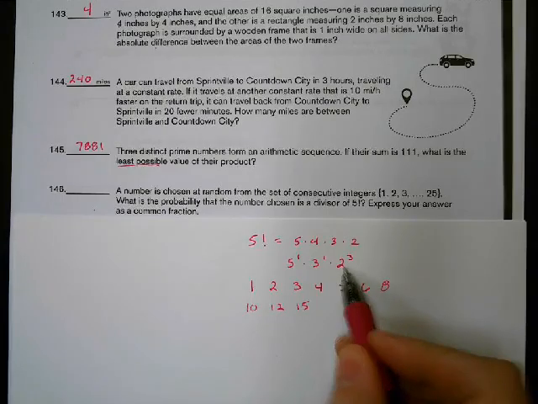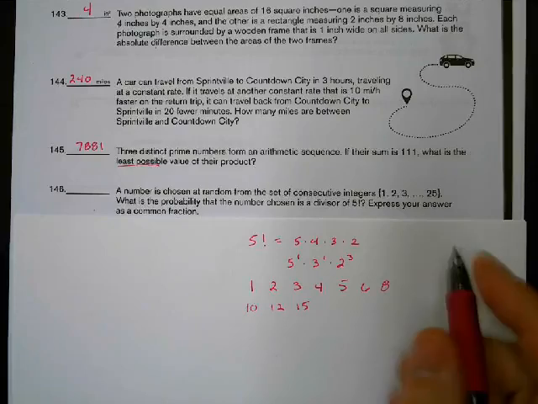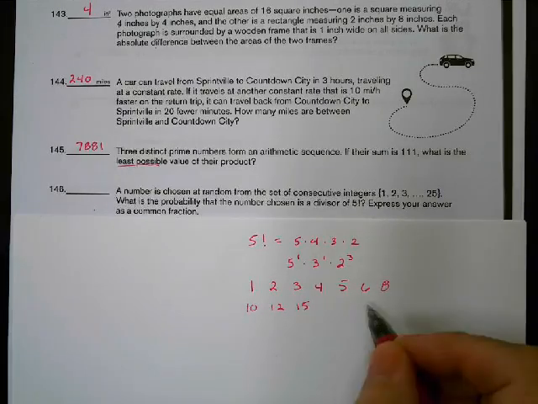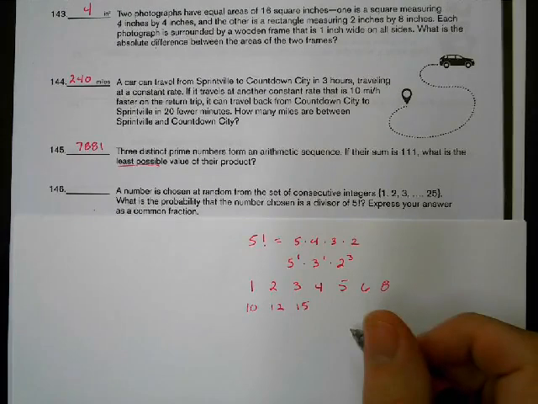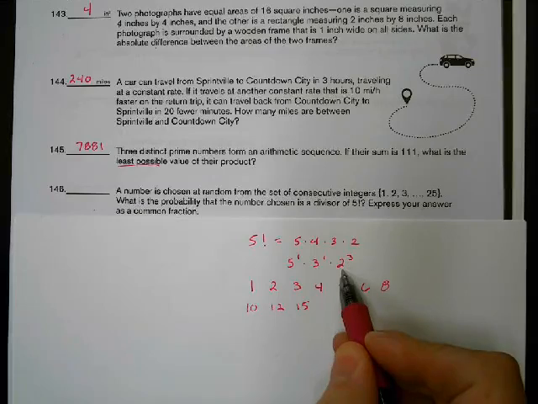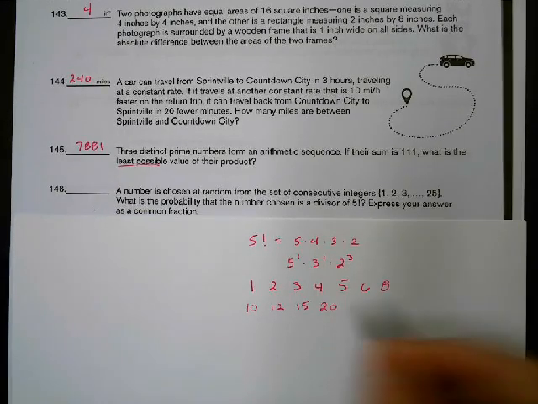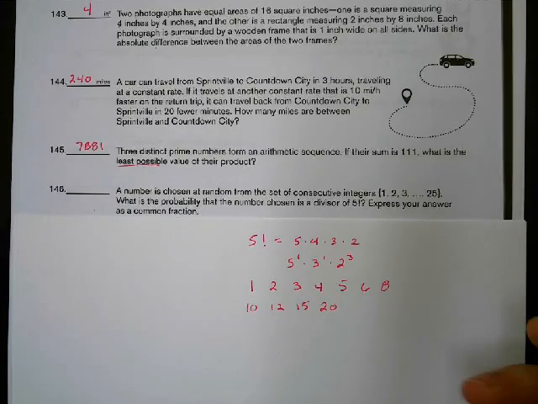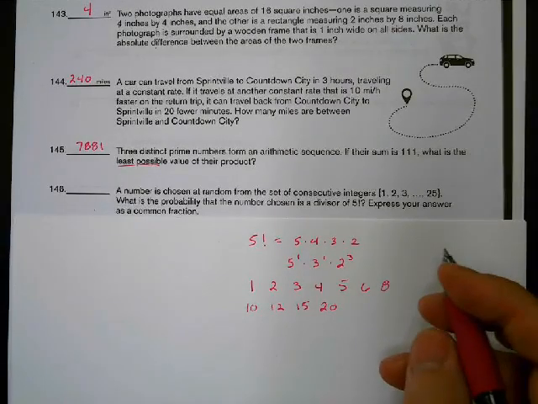17, no. 18, that'd be 9 times 2. I only have 1 3, so that's not going to work. 19, no. 20, yes. 5 times 4, because I have 2 to the third, so the 2 to the second works. So 20 works. 21, no, because I don't have any 7s. 22, I don't have any 11s. 23 is prime. No, that's not going to work. 24, that doesn't work either. 25, no, I only have 1 5.